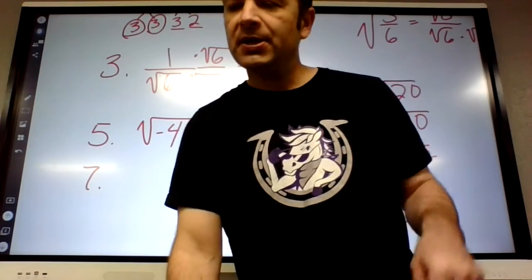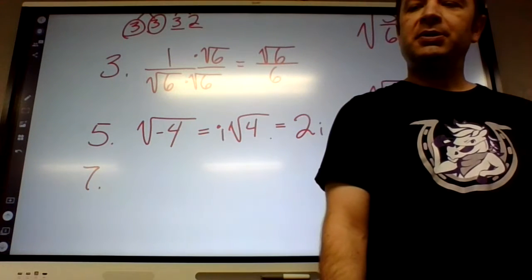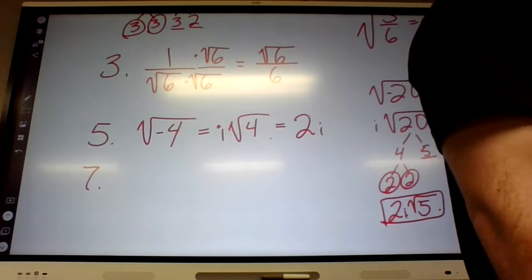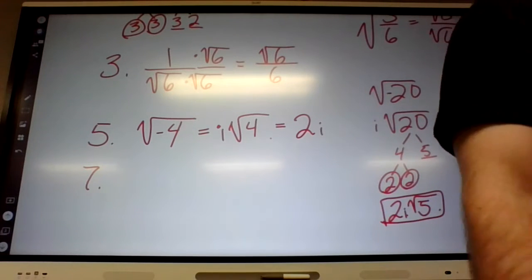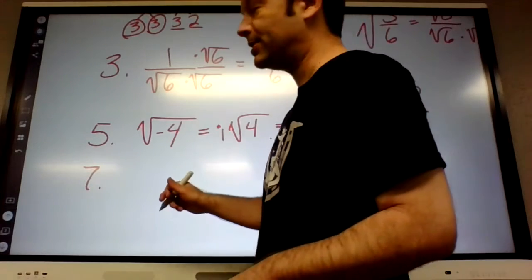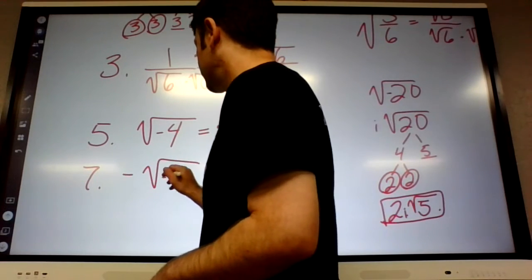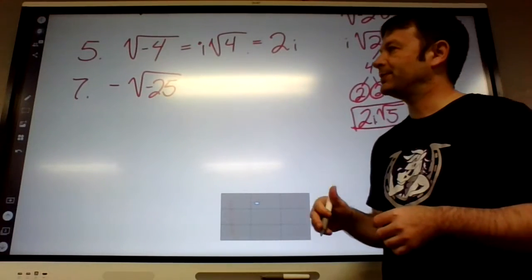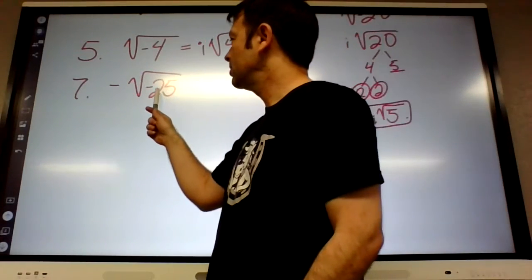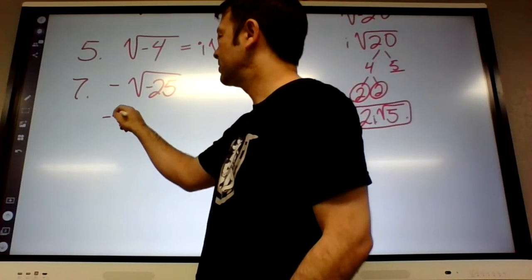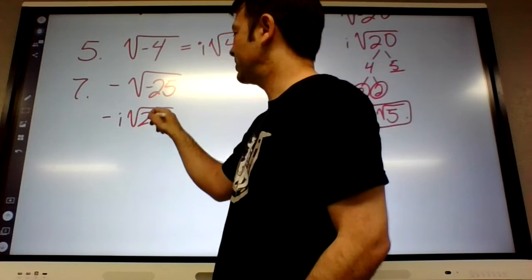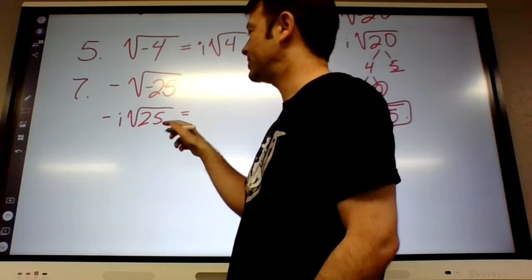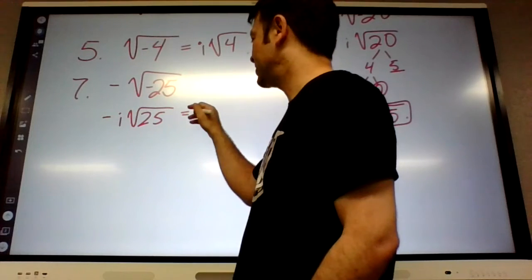Number 7. So on number 6, you take the I out. Does square root of 2 simplify? No, so all it is is I square root of 2. There's nothing else you can do on it. Number 7 is an easy one though. What should I do first on 7? Take the I out. Can I do anything with square root of 25? Yes, that's 5. So what would the final answer be? Negative 5i.